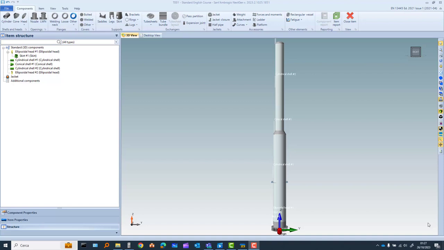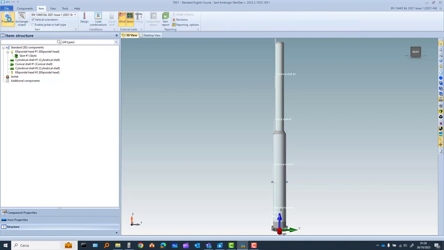Well, today we will show a structural analysis of a column calculated in accordance with the harmonized standard EN 13445-3. This is our column. Let's look at the item properties.